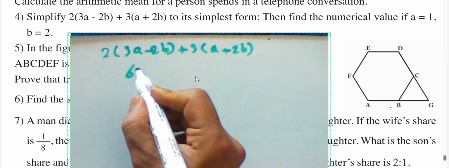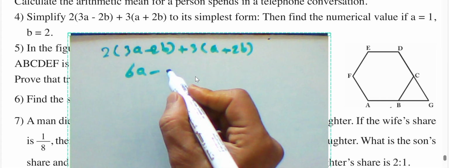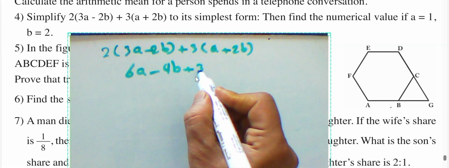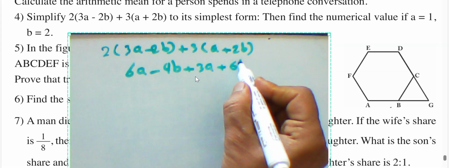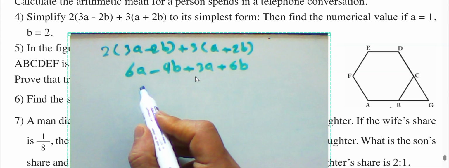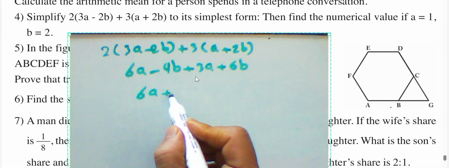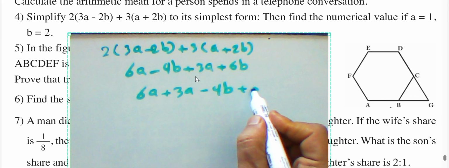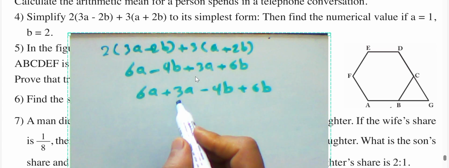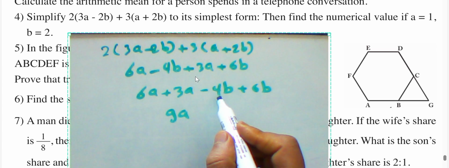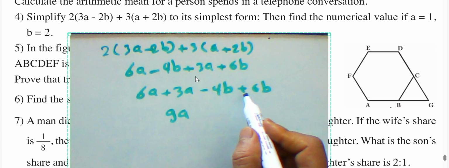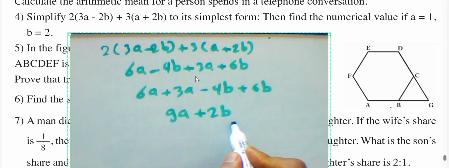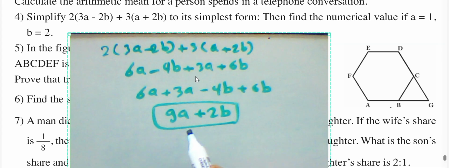2 times 3 equals 6, 6a. 2 times 2 is 4, and 3 times a is 3a, and 3 times 2 equals 6. Now we can write 6a and 3a, and negative 4b plus 6b. 6a plus 3a equals 9a. Negative 4b plus 6b equals 2b. The result will be 9a plus 2b.